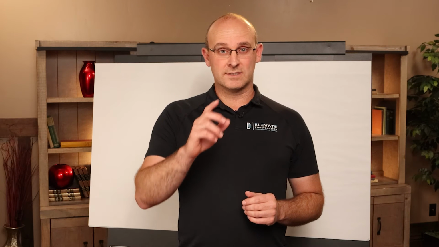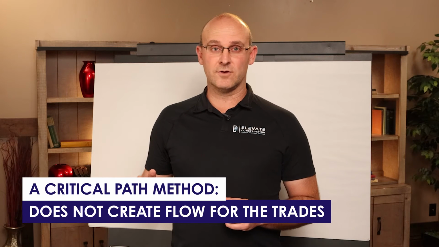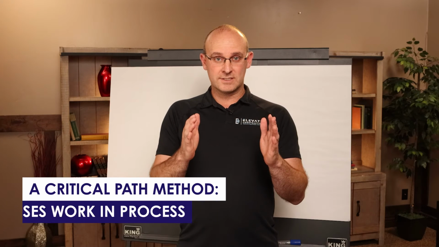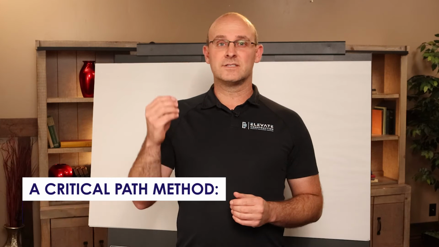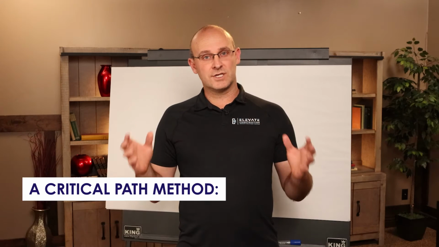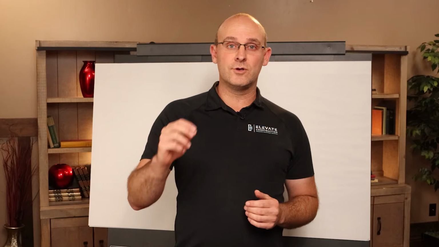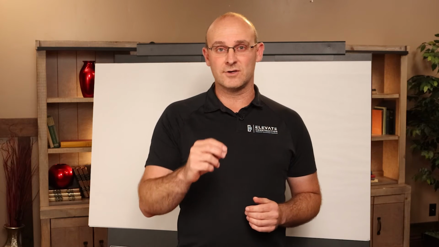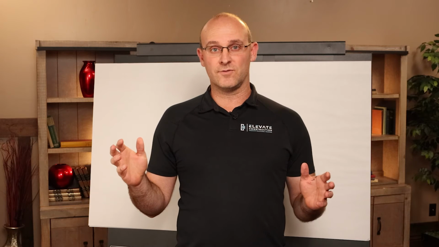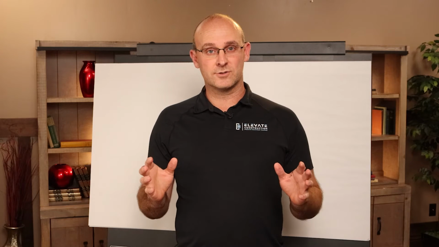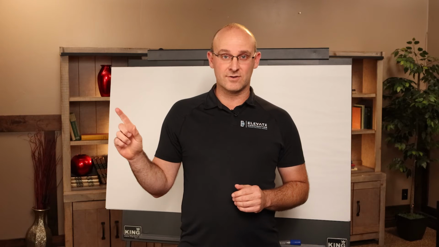For a couple of reasons, a critical path can network activities, but it does not create flow for the trades. It only increases your work in process, which will extend your overall duration. It's not easily seen. It will change multiple different times. And it's based off of the fallacy that you know what your most critical activities are and that you can add resources, labor, and focus there to make them go faster, which is simply not true. What you should be using is the TAC production system with TAC plans, never CPM.